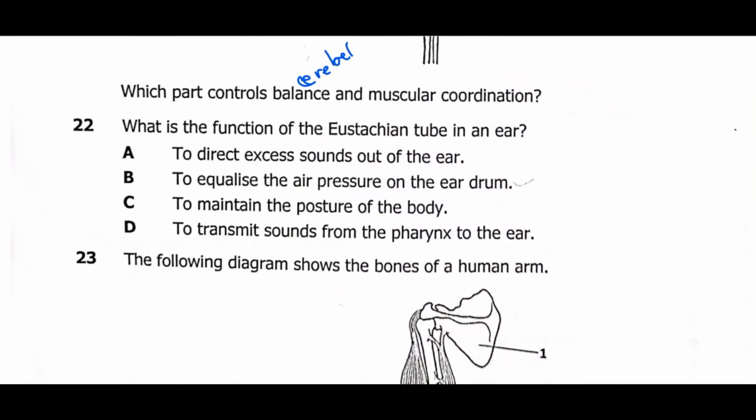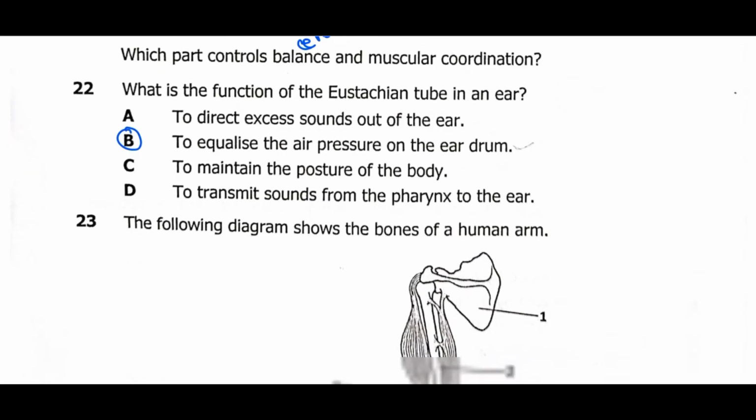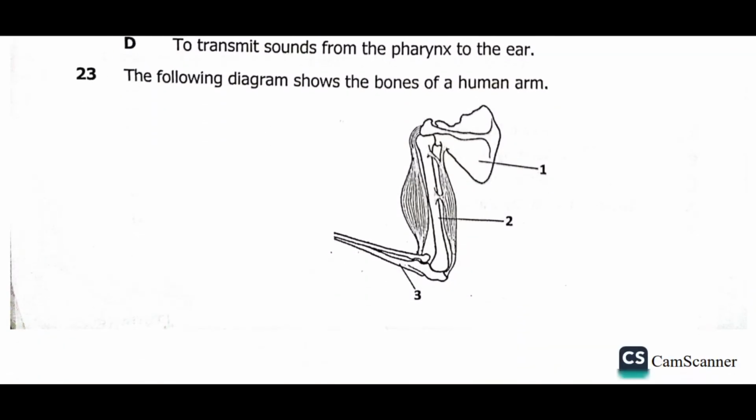22. What is the function of the eustachian tube in the inner ear? A, to direct excess sound out of the ear. No. To equalize the air pressure on the eardrum. Yes. So it has to do with equalizing the outside air with the inside air.